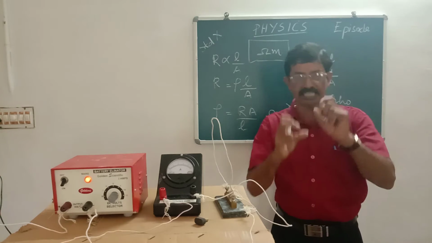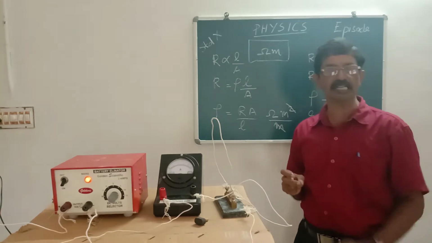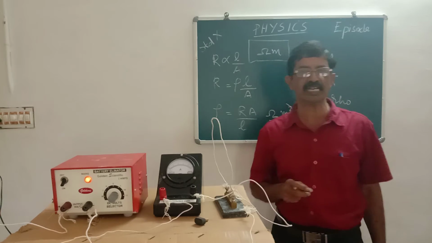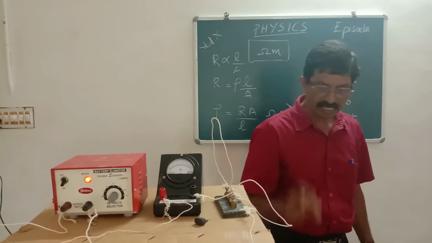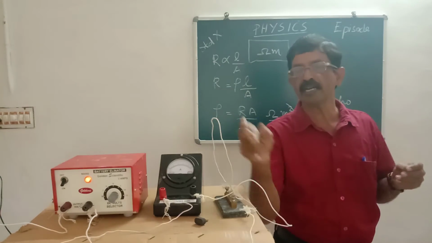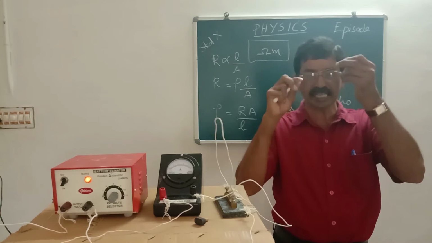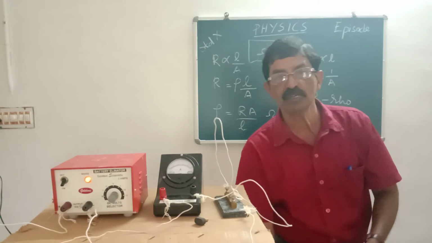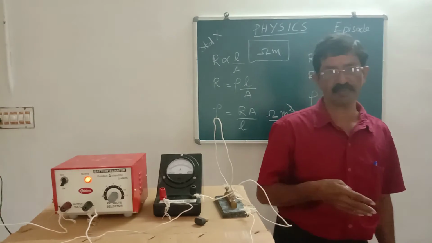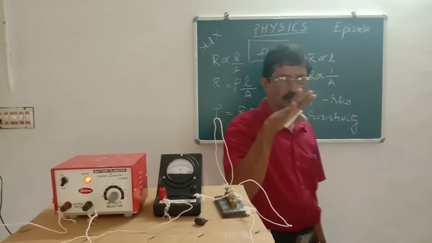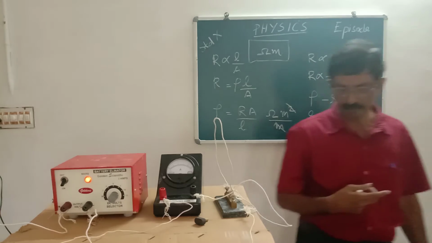Resistivity is a specific property of a material. That means for a material, its resistivity is the same at a particular temperature. If the temperature changes, resistivity can also change. The resistivity of nichrome and copper are not the same. Even if you take the same length and same area of cross section, their resistance may differ, and their resistivity may not be the same. That means resistivity is a specific property of a material.